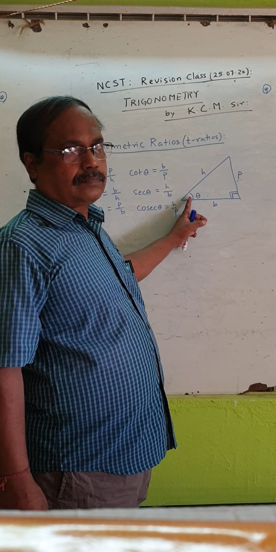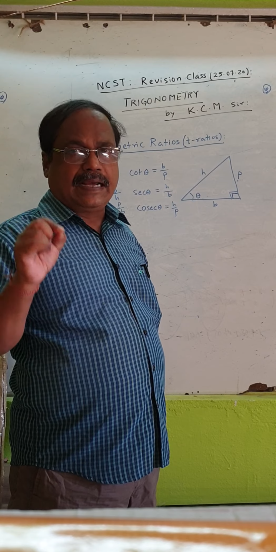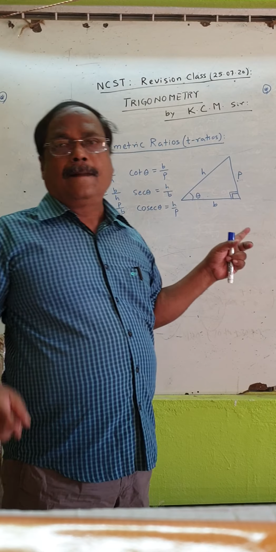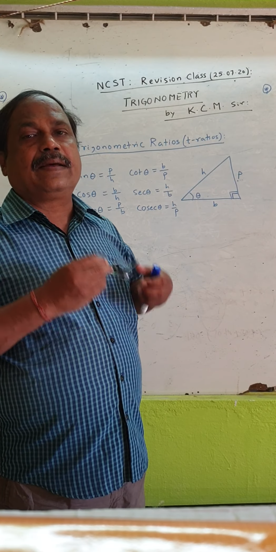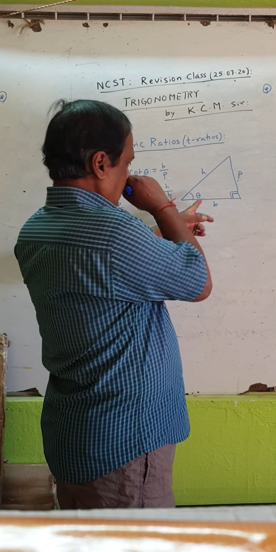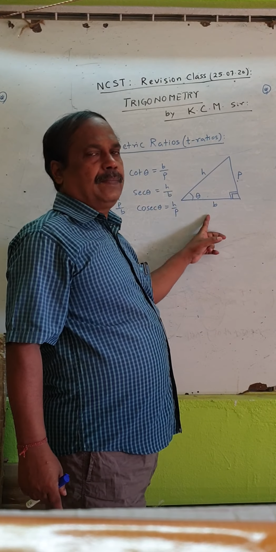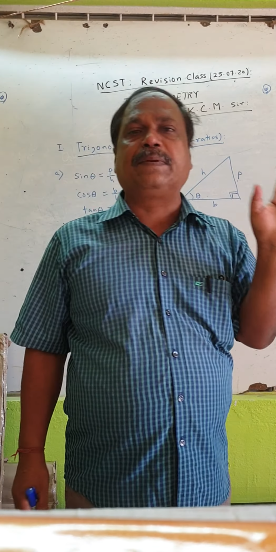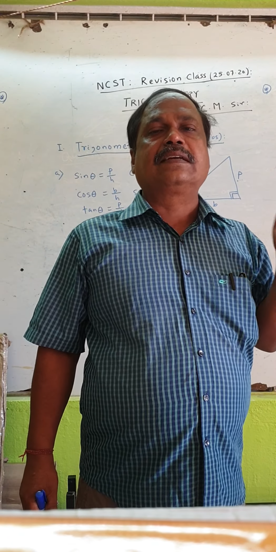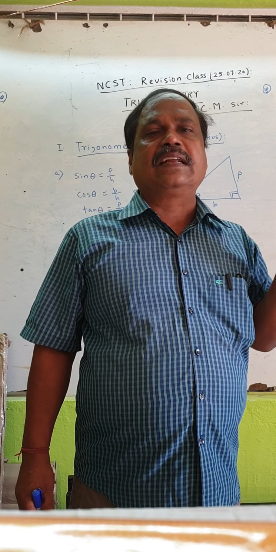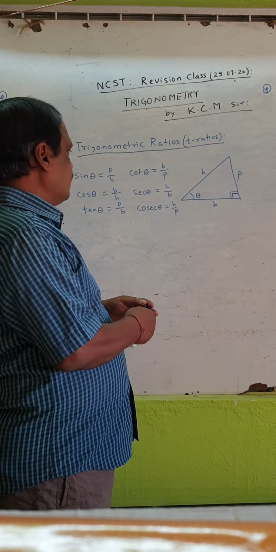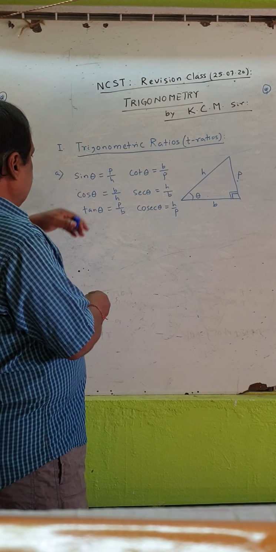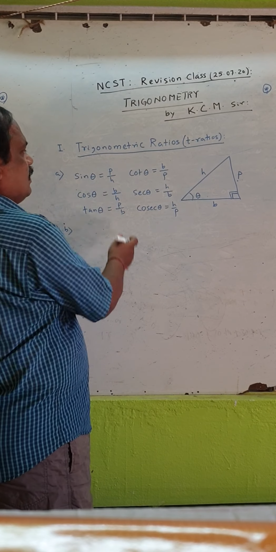If this is theta, again very minutely understand the concept in a right angle triangle. If theta is the acute angle, let theta be an acute angle in a right angle triangle where P is the perpendicular, B is the base, H is the hypotenuse. Then sin theta is P by H, cos theta is B by H, tan theta is P by B, cot theta is B by P, sec theta is H by B, and cosec theta is H by P. From these definitions, we have defined 6 trigonometric functions. Now you just see the definition.